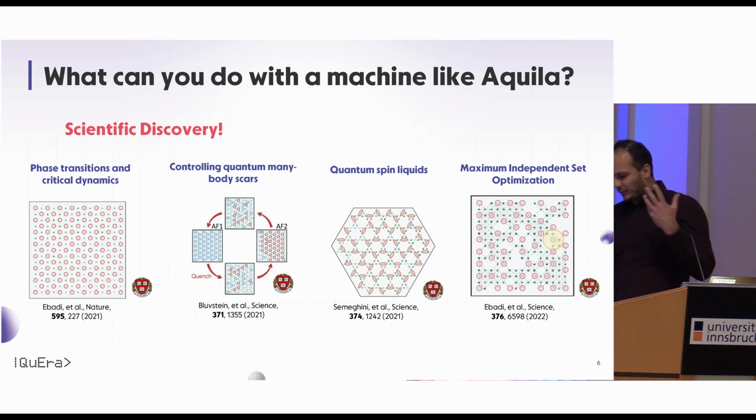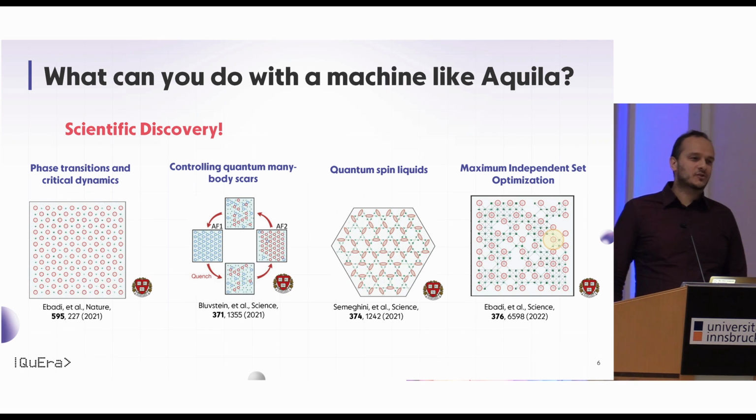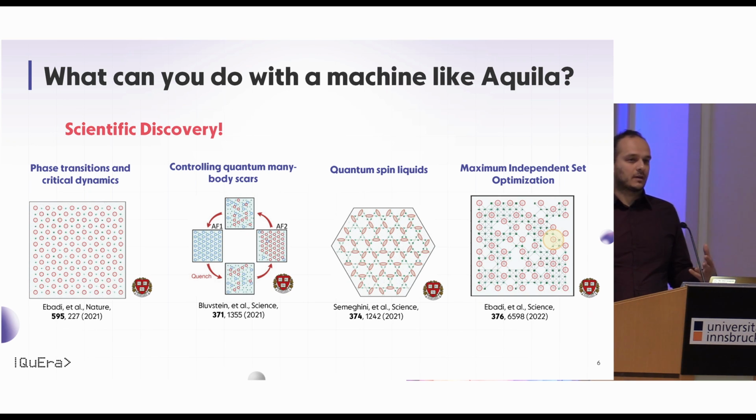So what kinds of things can you do with this type of machine? Well, first of all, and Hannes alluded to this, there's a long trail of trailblazing achievements from a machine that is basically a precursor to Aquila. That was the first machine at Harvard that made significant discoveries and interesting observations, in everything from observing spin liquids to preparing quantum many-body phases and observing many-body dynamics. So all of these kinds of things are things you can do in Aquila.